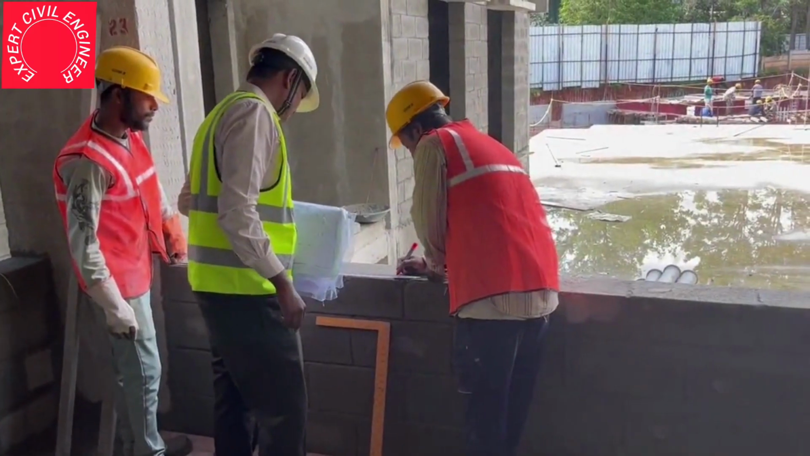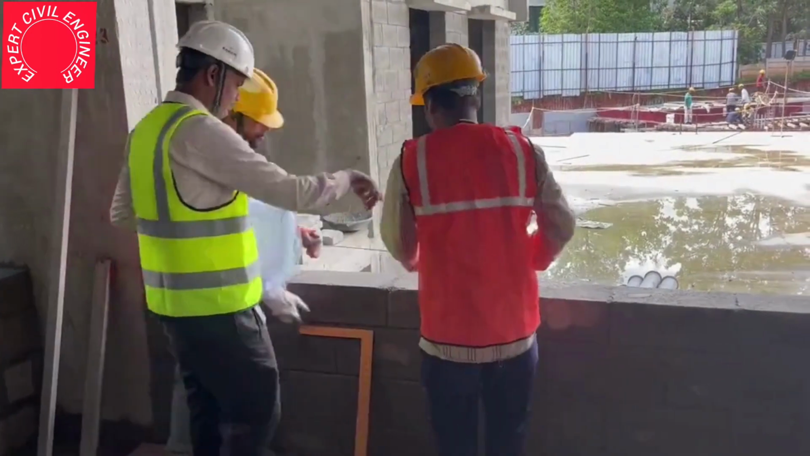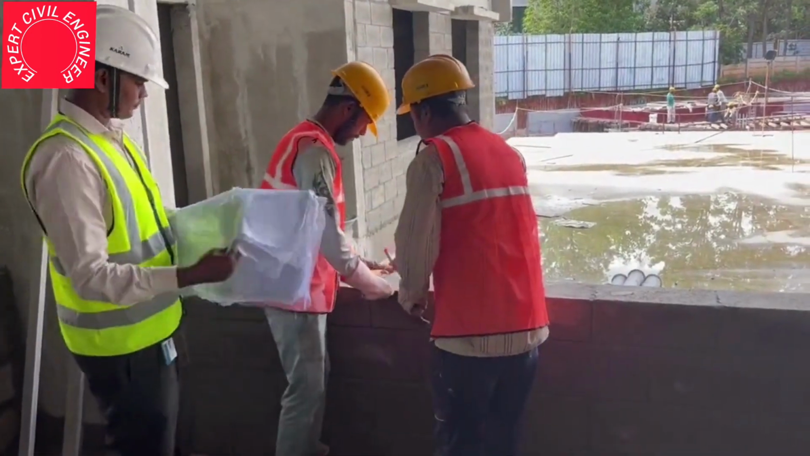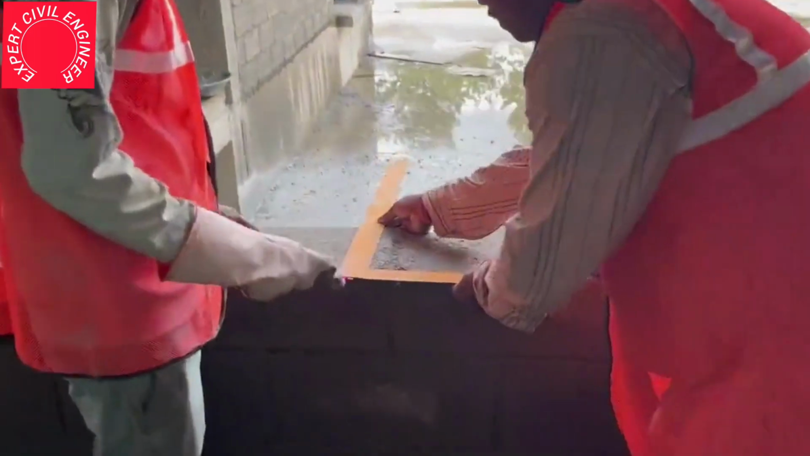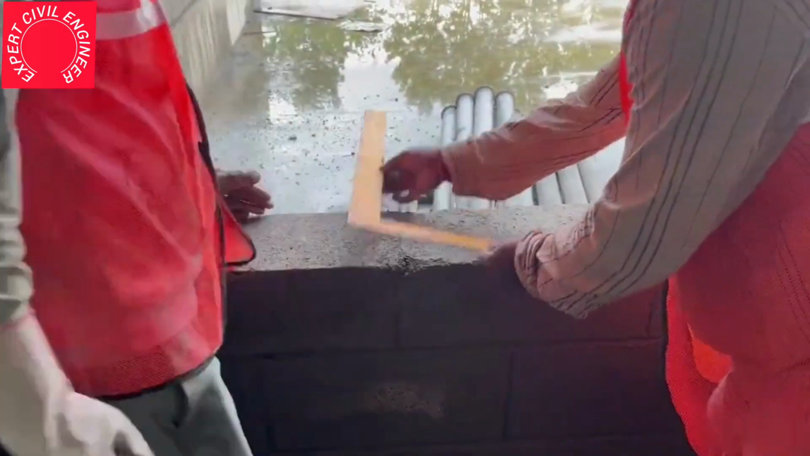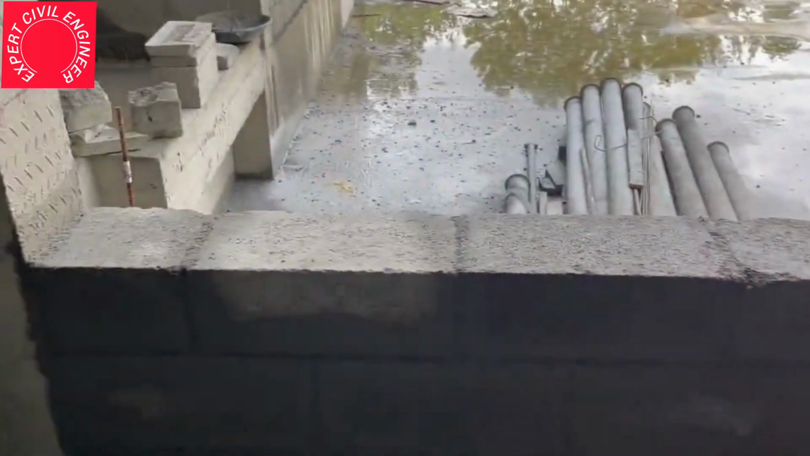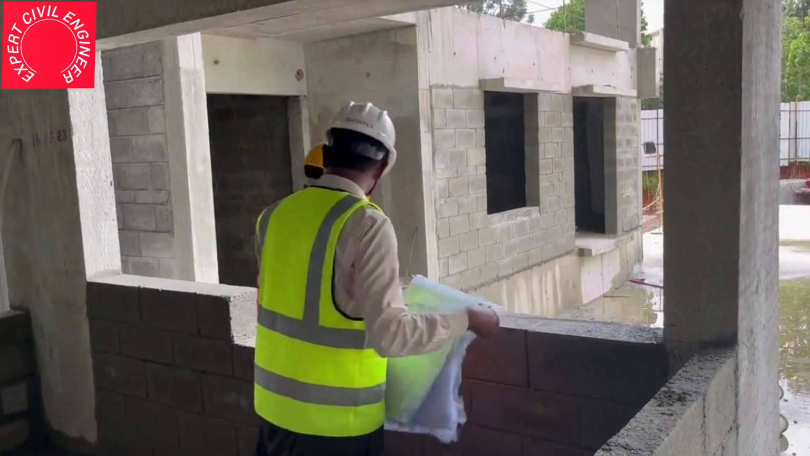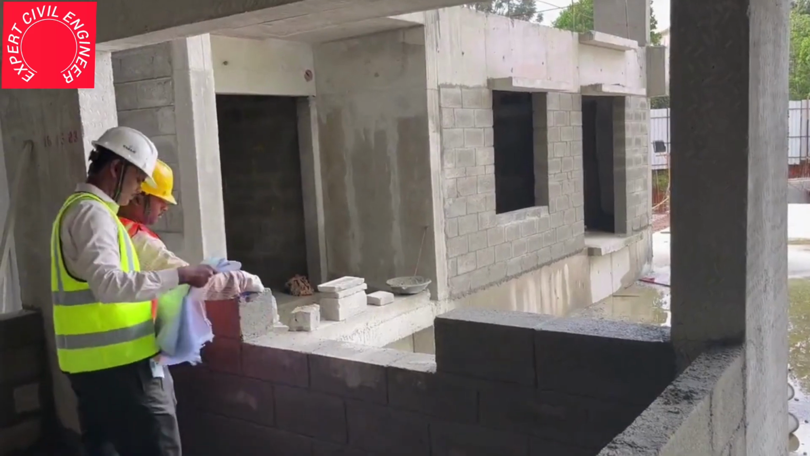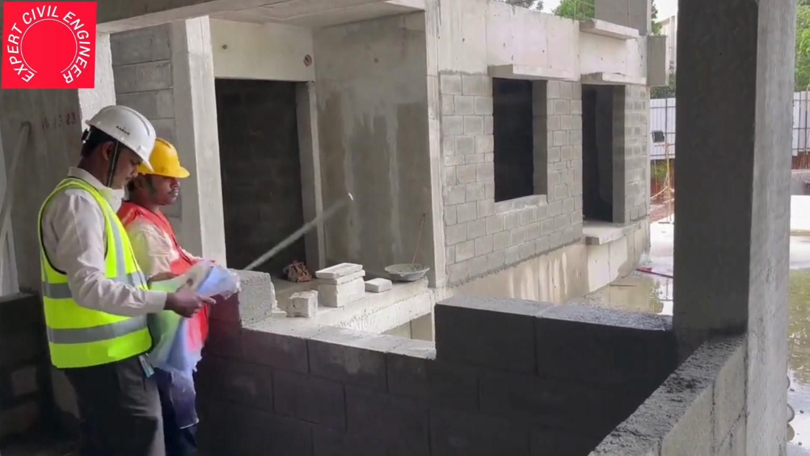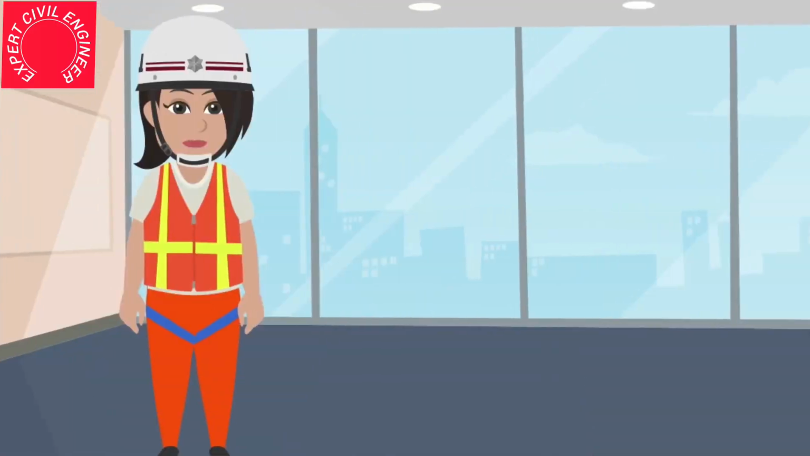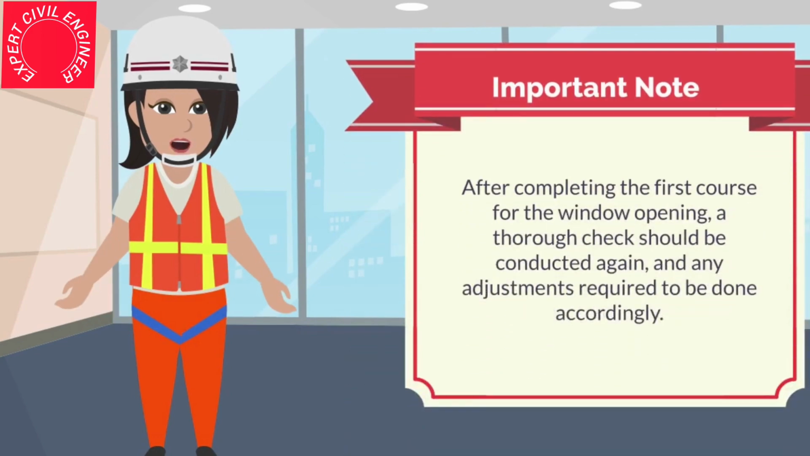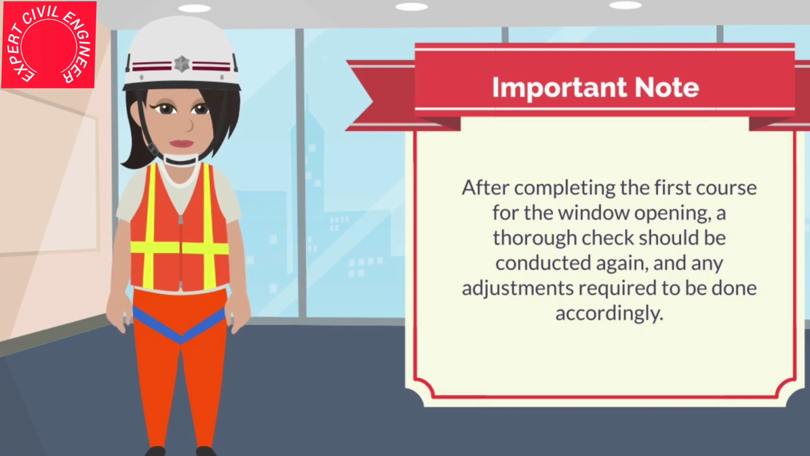In locations where window openings are incorporated into the blockwork, it is necessary to mark the corresponding positions in accordance with the GFC drawing during the course of block masonry. Marking to be done on the top of the wall. It is essential to align the mold face of the blockwork on the opening side and the side cutting on the other side. After completing the first course for the window opening, a thorough check should be conducted again, and any adjustments required to be done accordingly.